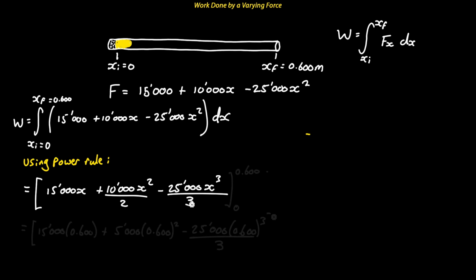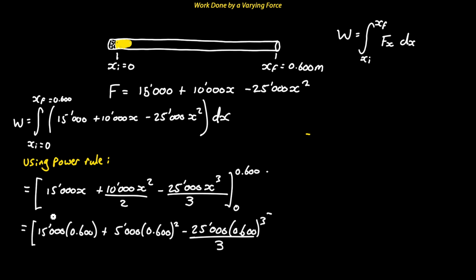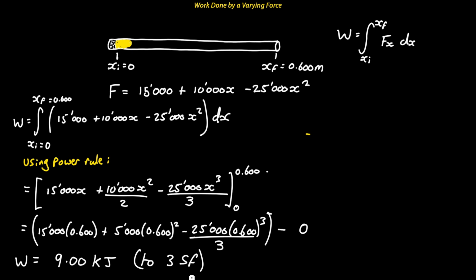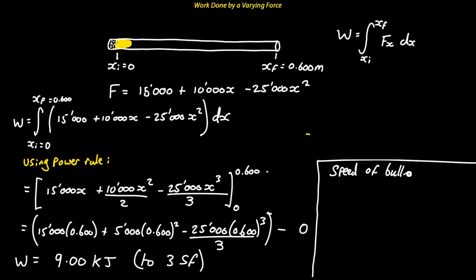Now we substitute our 0.6 value into the x terms here, and then subtract the same equation but where x is equal to 0. This means that the second part of this equation is equal to 0, so we're not subtracting anything. And when we sum up these terms here, the work that we get is 9,000 joules or 9.00 kilojoules to 3 significant figures. So the expanding gases supply approximately 9,000 joules of energy to the bullet over a distance of 0.600 meters.